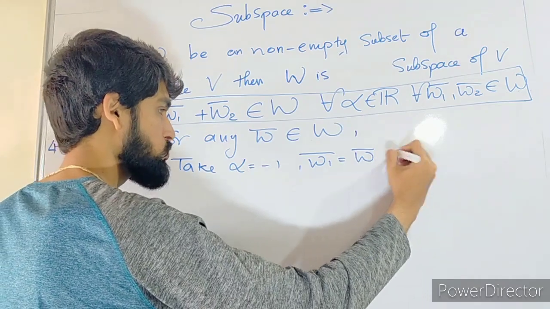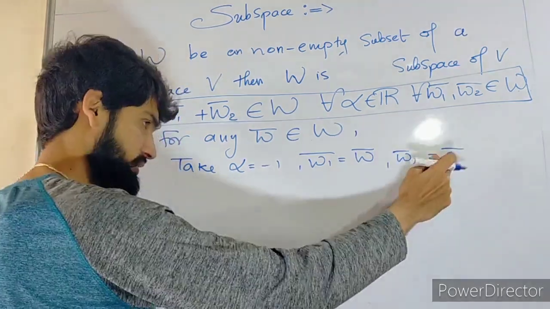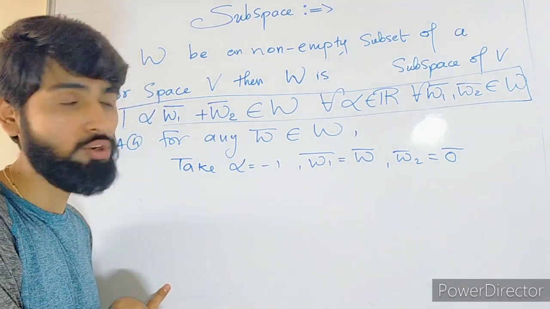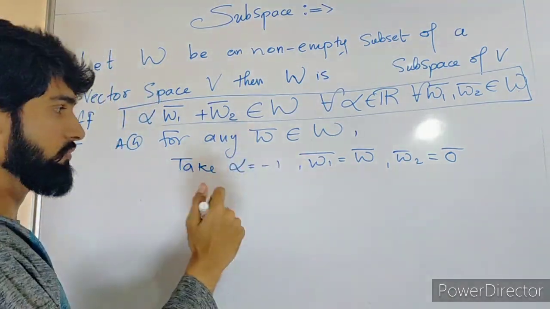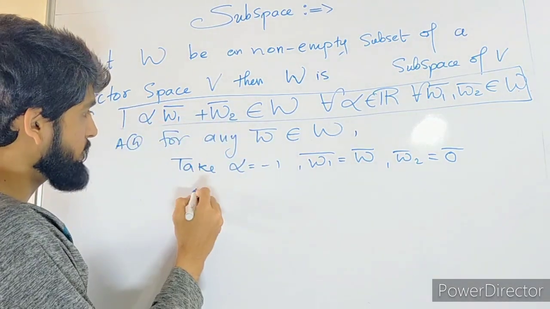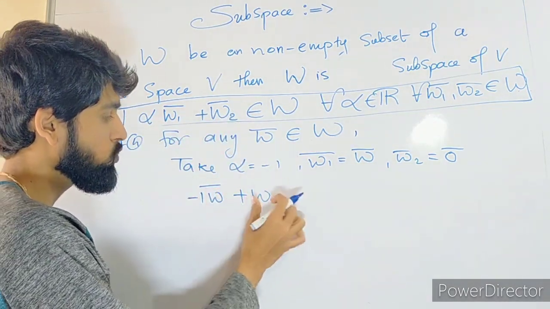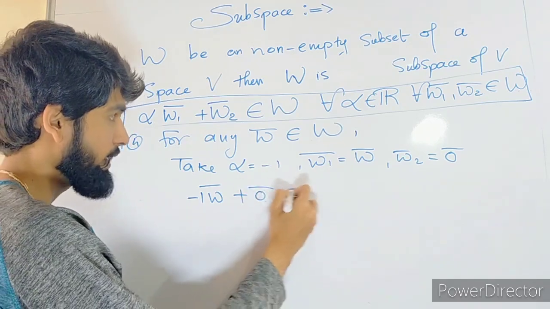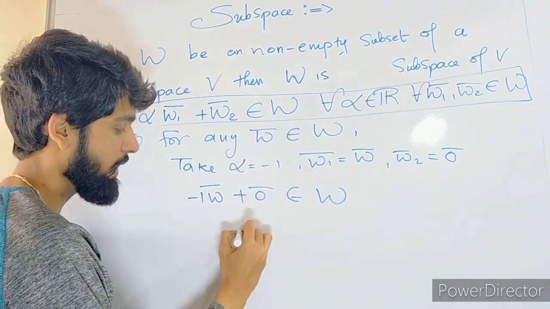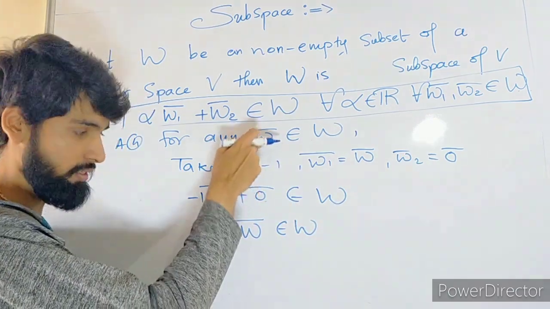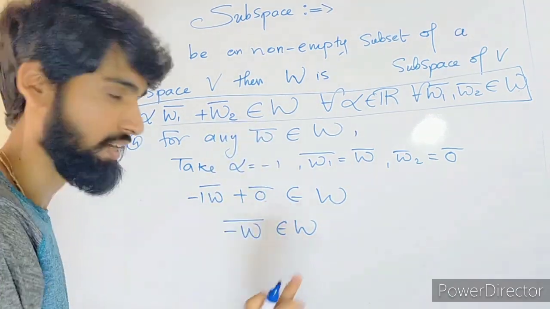W2 bar is equal to 0 bar. Can I take this as a 0 bar? Yes, we can. Since we just now proved 0 bar is an element of W, hence we can take. Then what does this become? This becomes minus 1 W bar plus W2 bar, which is the same as 0 bar, and it is an element of W. Hence we know that minus W bar is an element of W. So for every element there exists an additive inverse inside it.